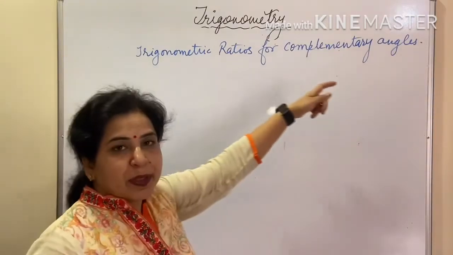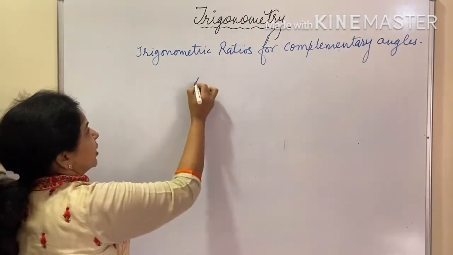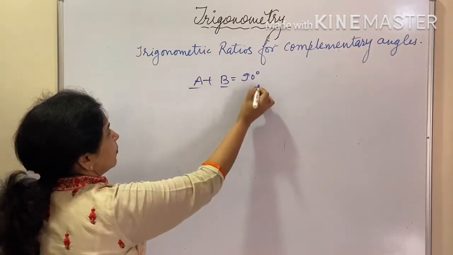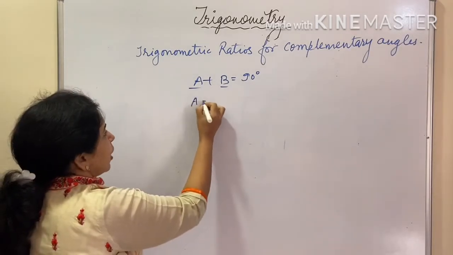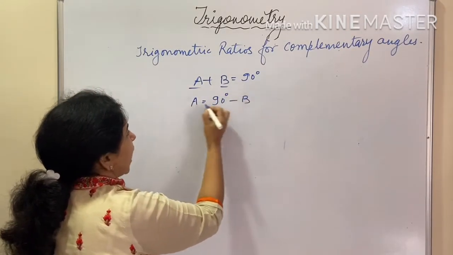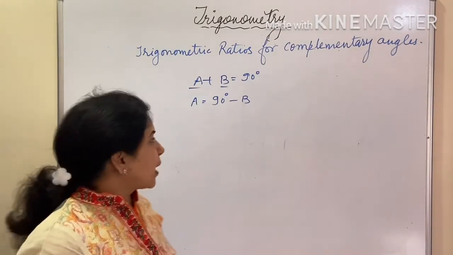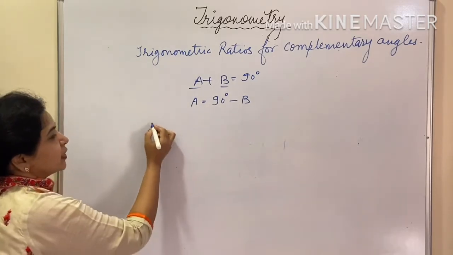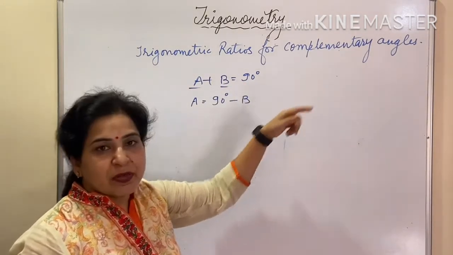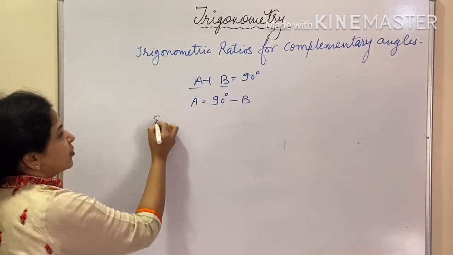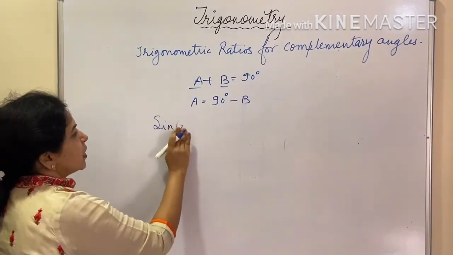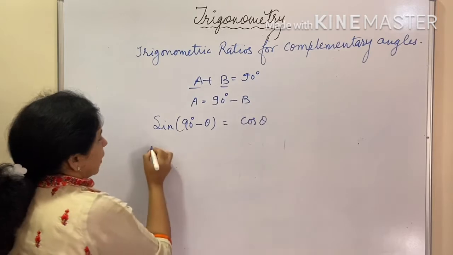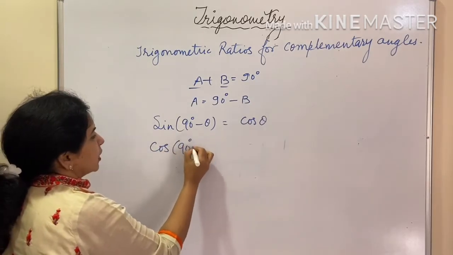Trigonometric ratio for complementary angles. You know, complementary angles means if the sum of 2 angles is 90 degrees, the angles A and B are called complementary angles. So angle A can be written in terms of B as 90 degree minus B. A is equal to 90 degree minus B. So we have already seen the derivation of formulas for trigonometric ratios for complementary angles. I am just writing the formulas. Sin 90 degree minus theta is cos theta. You can see my previous videos for the derivation.